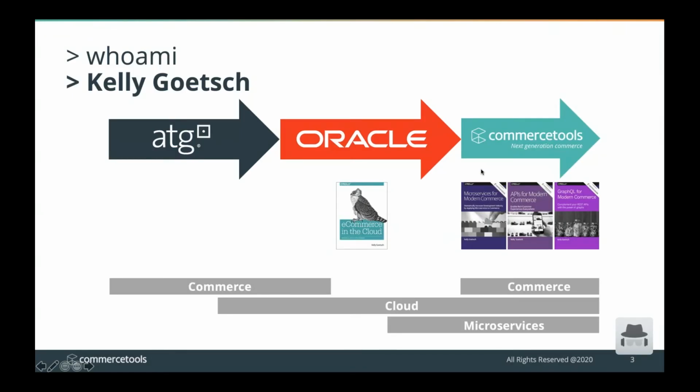So quick background on me. I started my career with ATG, which was the commerce leader back in the 90s and 2000s. I was an architect there. And then after ATG was acquired by Oracle, I went into the cloud product management group within Oracle. And I got kind of bored, so I wrote e-commerce in the cloud. Really loved the intersection of commerce and cloud. And this was right when large-scale commerce was actually starting to use cloud for the first time.